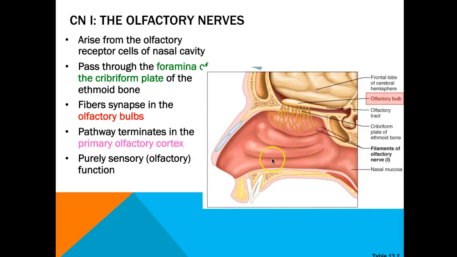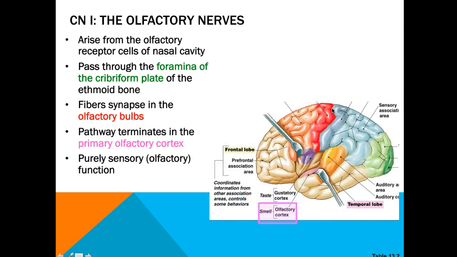I wanted to show you this view as well. This is a mid-sagittal view. So here we have your olfactory nerve. It's coursing through the cribriform plate, the foramina of the cribriform plate, connecting through the olfactory bulb, and from there it is going to travel to the temporal lobe to synapse at the olfactory cortex.